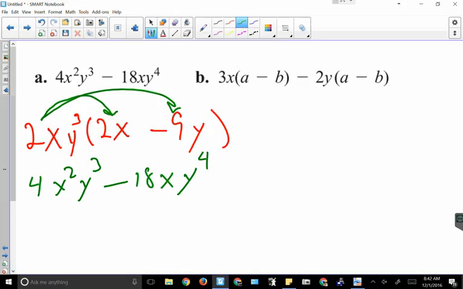Now, B looks just plain ugly, doesn't it? Is there anything in common? And the answer most definitely is yes. It's A minus B. A minus B is in common in both. Why? If I take a look at this, you probably want to say, hey, why wouldn't you do the distributive property, add like terms, and do everything else on it.